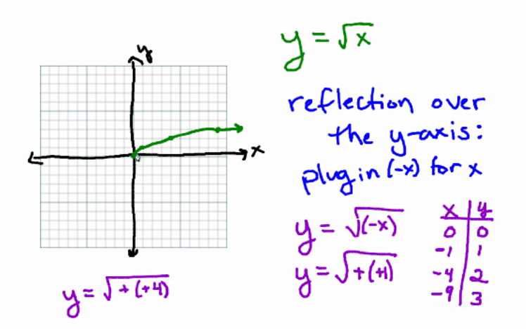Now if we graph these, we still have a point at (0, 0). Now we have points at (-1, 1), (-4, 2), and (-9, 3). So now our curve goes this way, pointing to the left. We were hoping that this would be a reflection over the y-axis. Well, if the y-axis is our axis of symmetry, then yes, because this point reflects over the y-axis to this point, and this point reflects over the y-axis to this point. Plugging in a negative x for the x value gets you a reflection over the y-axis.